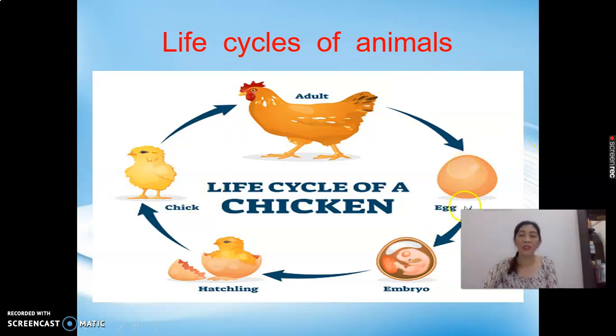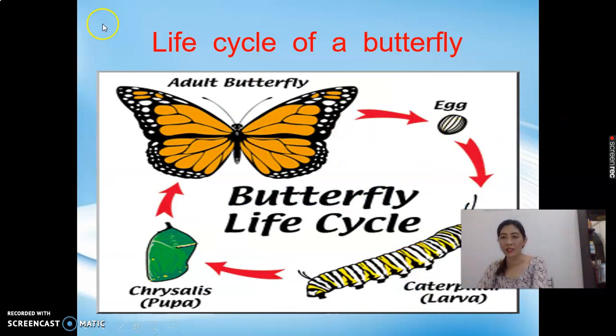Number two is embryo. And after embryo is hatchling. Then after hatchling is chick. Then after chick is adult. Adult chicken. So when the adult chicken is pregnant, then she again has egg. Egg, embryo, hatchling, chicks, and adults. So the next life cycle is life cycle of a butterfly.